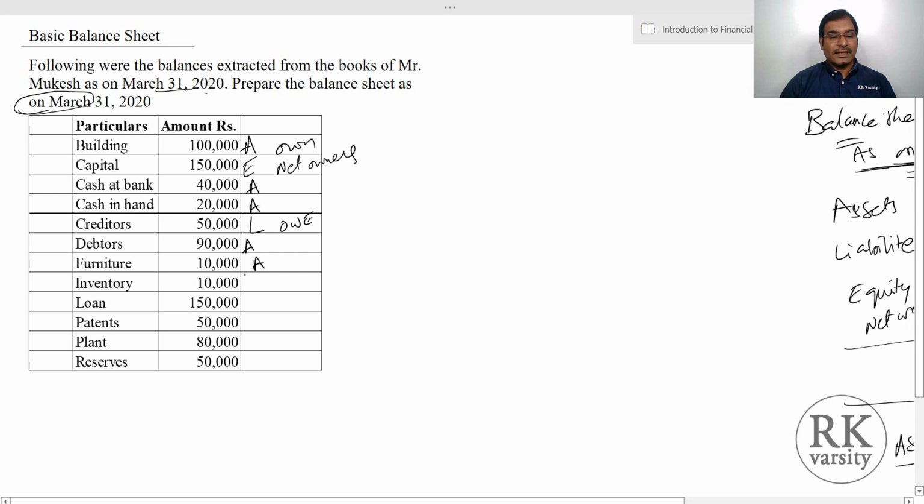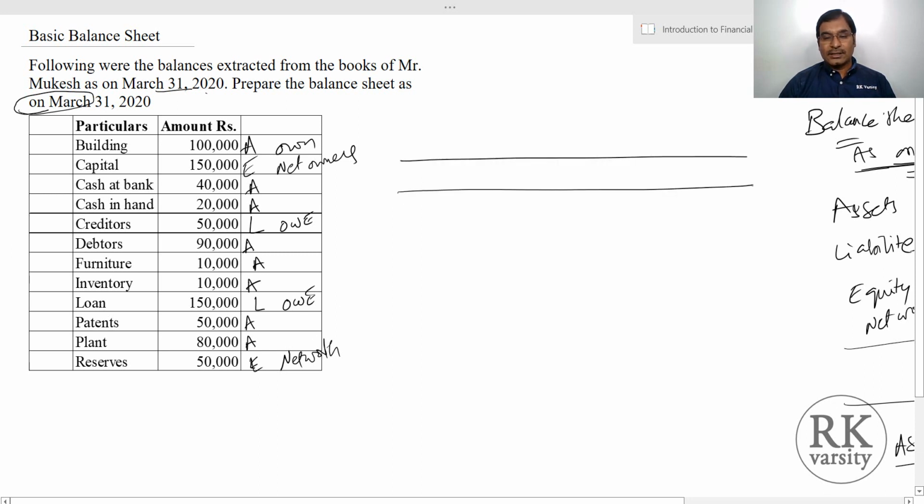Furniture is an asset that we own. Inventory is the stock at the end that we also own, so it's an asset. Loan is the amount which we borrowed, so this is a liability which we have to pay. Then patents is an asset that we have. Plant is an asset that we have. Reserves is the amount which belongs to the owners, so this is shown on the liability side as a part of equity and net worth. So once we have this, then we'll prepare our balance sheet.